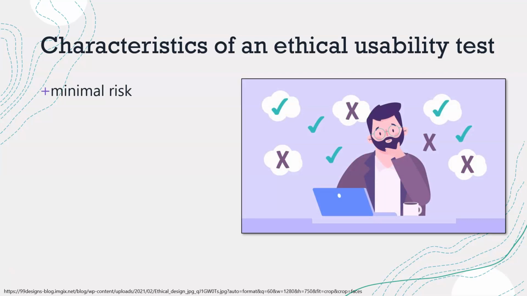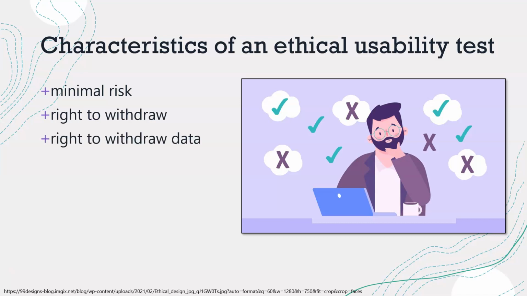So in particular, we have to have minimal risk. We have to have the right to withdraw, so the participant can take off at any time. The participant also has the right to withdraw their own data. The participant has the right to confidentiality. You need to keep their identity shielded. You can't deceive the participant.